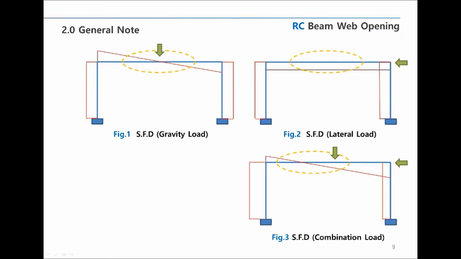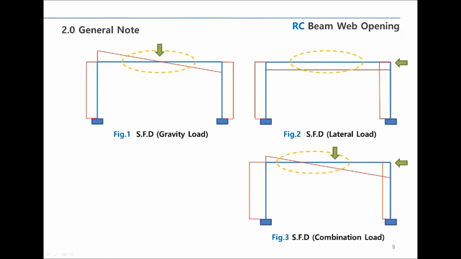From now on, I would like to talk about the shear force diagram among the single-span frame analysis results. The first figure is the result of the gravity load. In this case, the minimum shear force occurs at the center, as the inflection point arises there. The second figure shows the result when only lateral force is applied. You can see that the same values occur in all cross sections.